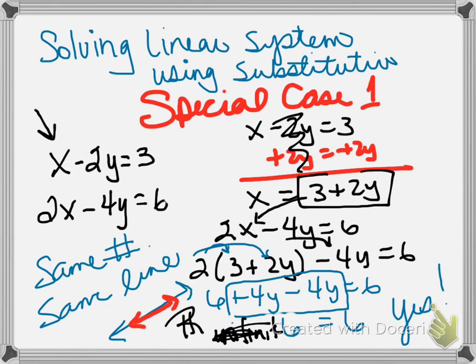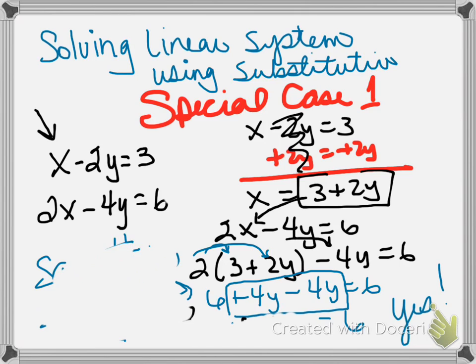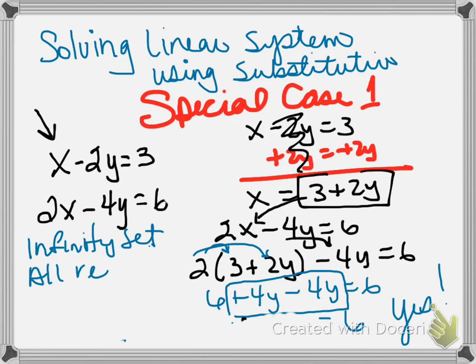I'm trying to erase this so we can show you a little better. So it's same line, same number, same line, and if it's the same line, then we're going to write this again now, so we can say it's the infinite set, which is all real numbers. That's a double bar R. So that means they touch an infinite number of times. This is one of the special solutions.